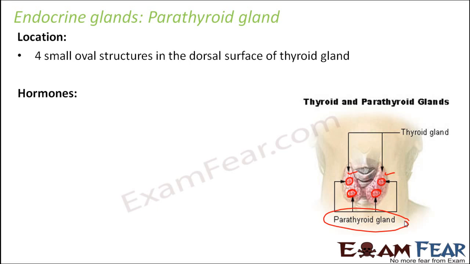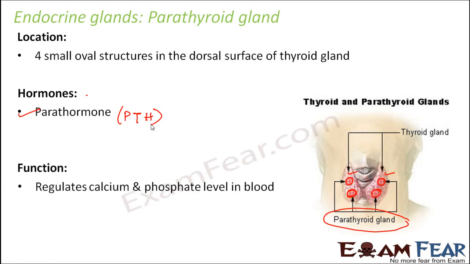So the hormone which they secrete is parathormone. Parathormone is secreted by the parathyroid gland. This hormone is often written in short form as PTH, that is parathormone. So what does it do? Let us see the function of this hormone. It regulates the calcium and phosphate level in blood.